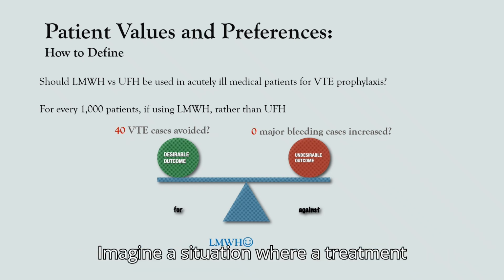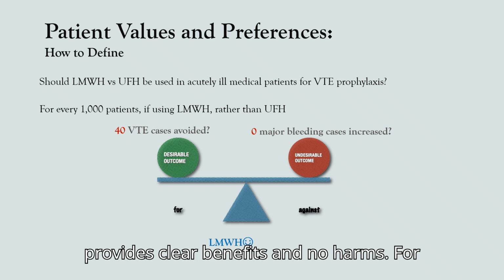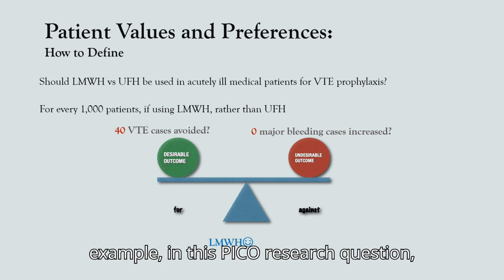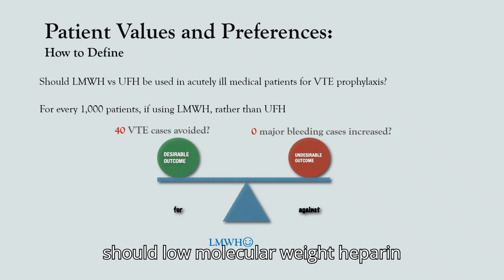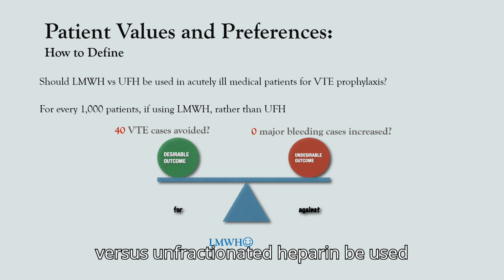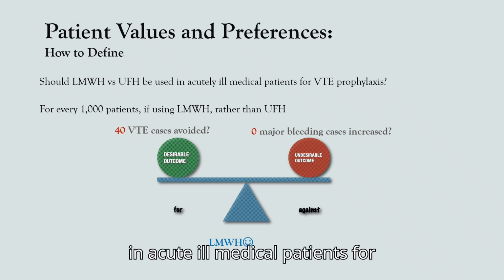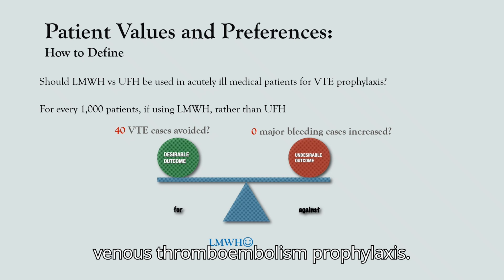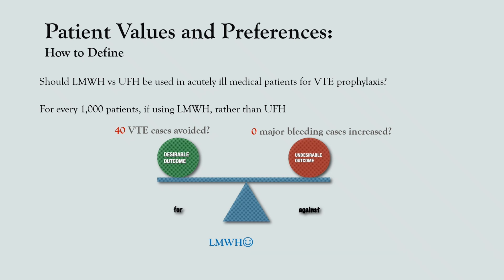Imagine a situation where a treatment provides clear benefits and no harms. For example, in this PICO research question, should low molecular weight heparin versus unfractionated heparin be used in acutely ill medical patients for venous thromboembolism prophylaxis?